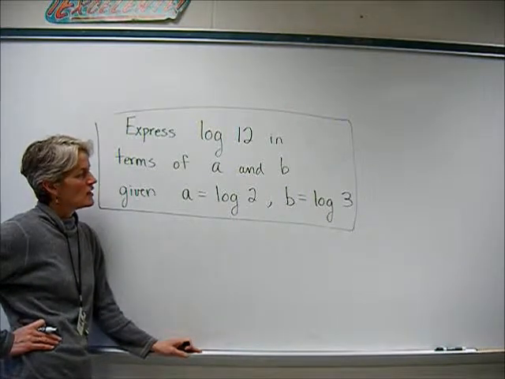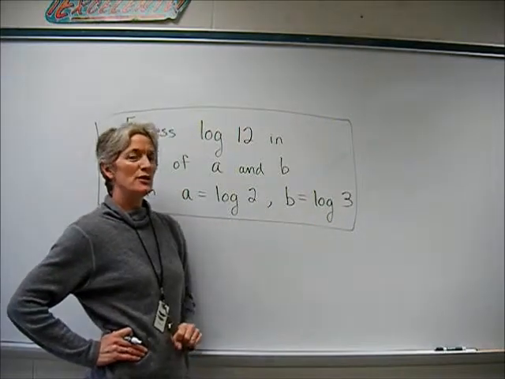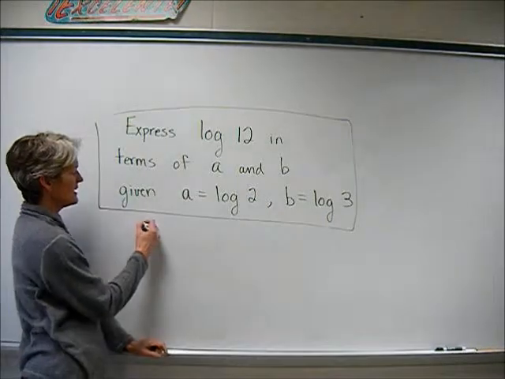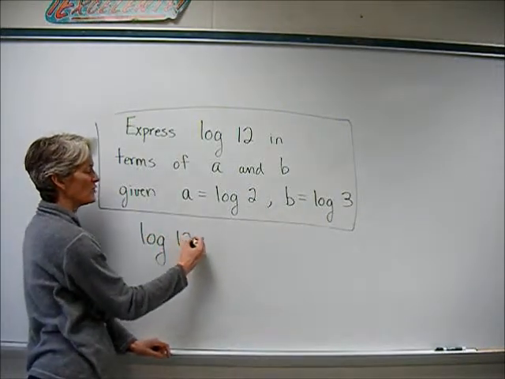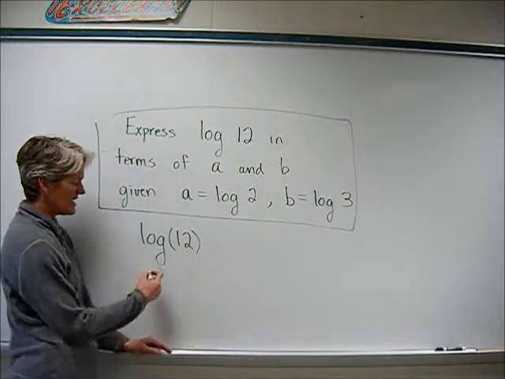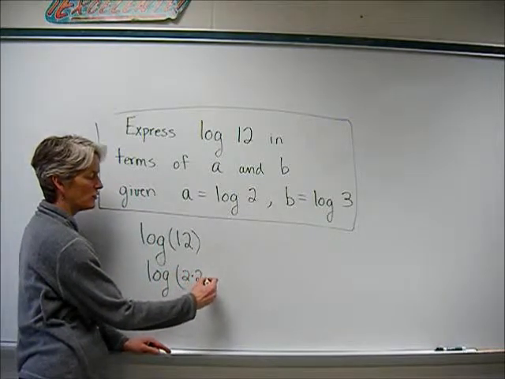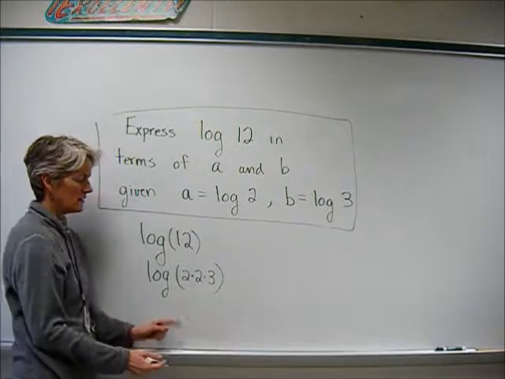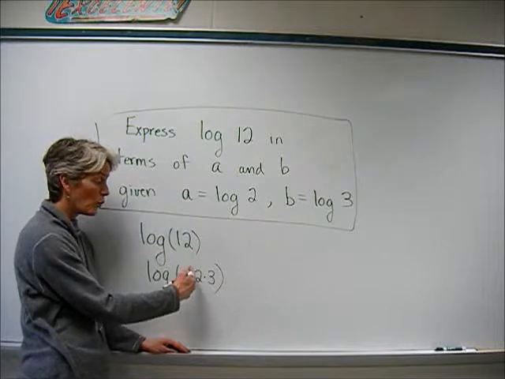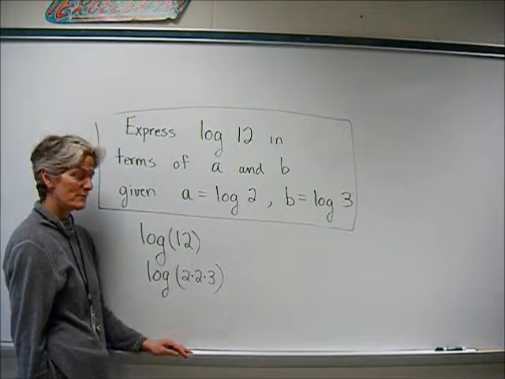Interesting. Well, I want to start by looking at those ingredients. I want to rewrite 12 in terms of 2 and 3. Can I rewrite my expression log of 12 using 2's and 3's? I think I probably can. Can I think of that as the log of 2 times 2 times 3? 2 times 2 is 4, 4 times 3 is 12. Or I could write that as 2 squared times 3. So far so good. Do you see where I'm headed with this?